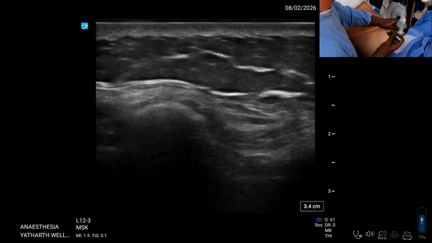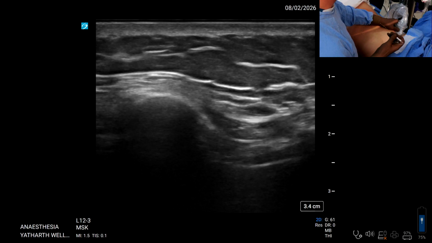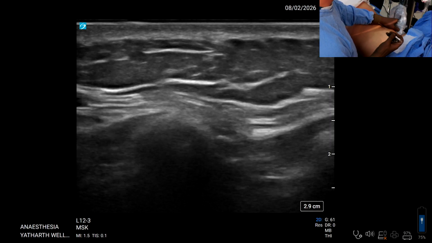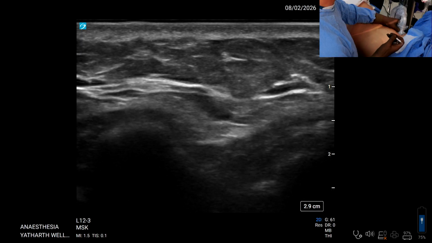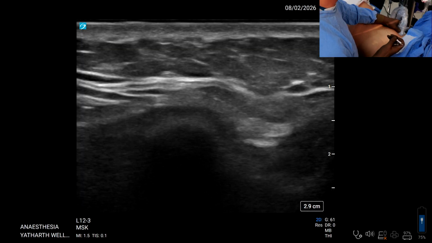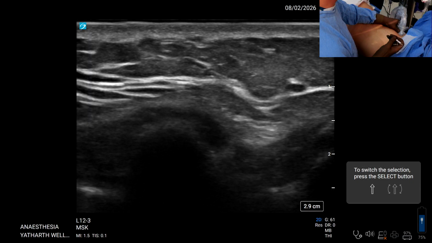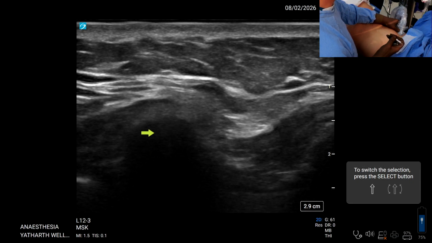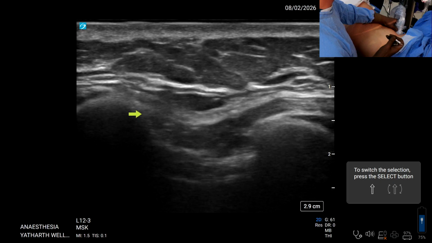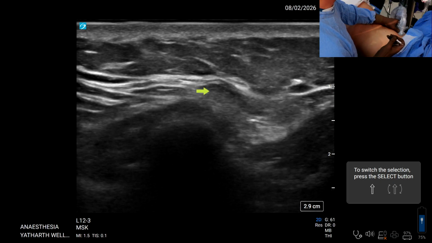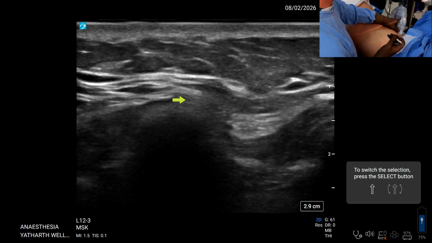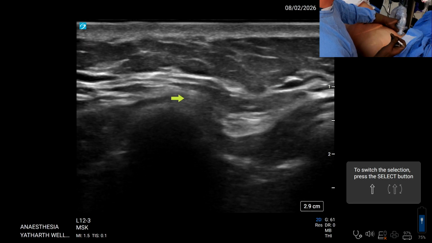So I'll put the probe and try to locate the ribs. This is the 6th rib. I'm going a little bit laterally from the mid clavicular line, and you can see the rib. You can see the external oblique muscle. You can see the pleura as well. And I will deposit the drug between the external oblique muscle and the rib or intercostal muscle. So that is my target.